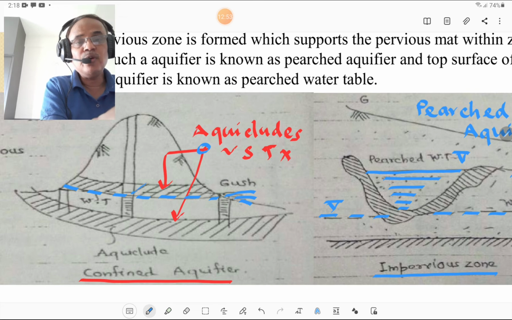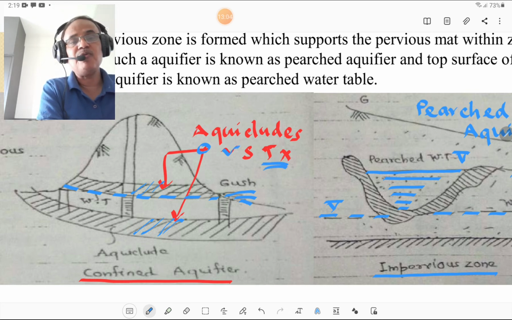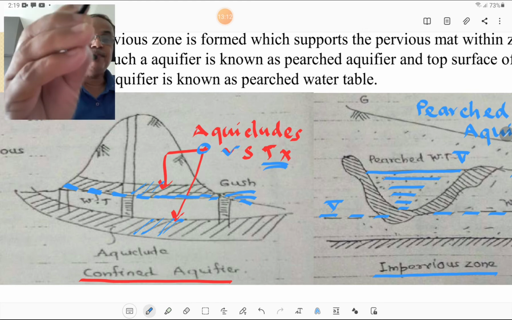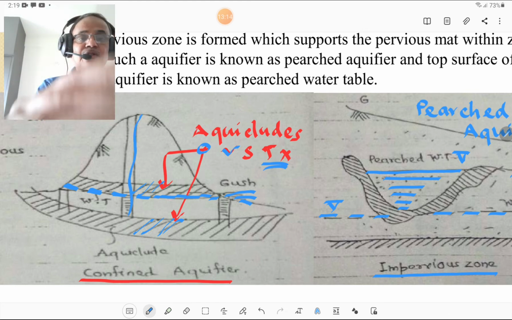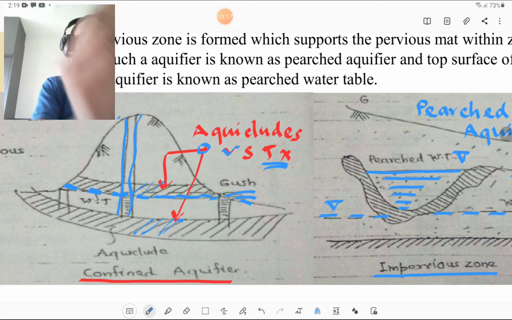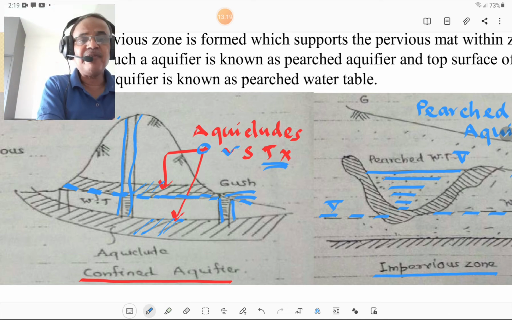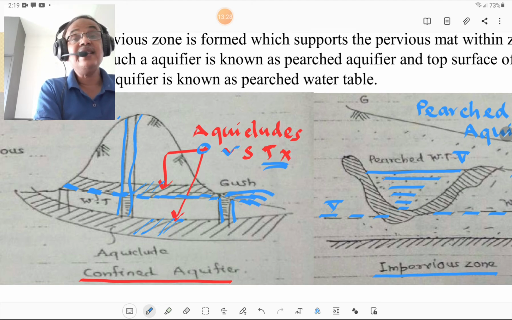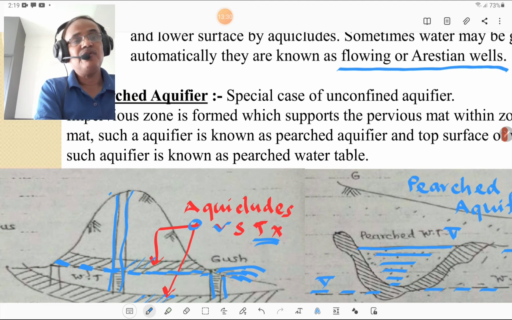This is one aquiclude and this is the second aquiclude. Aquiclude is nothing but the geological formation which allows the storage but not the transmission of water. And if the water table is here below the first aquiclude, and if we construct wells, this is the first well, then this is the water table, and if this is a second well which is constructed at the level of groundwater, then the water gushes out. Such wells are called Artesian wells or flowing wells.